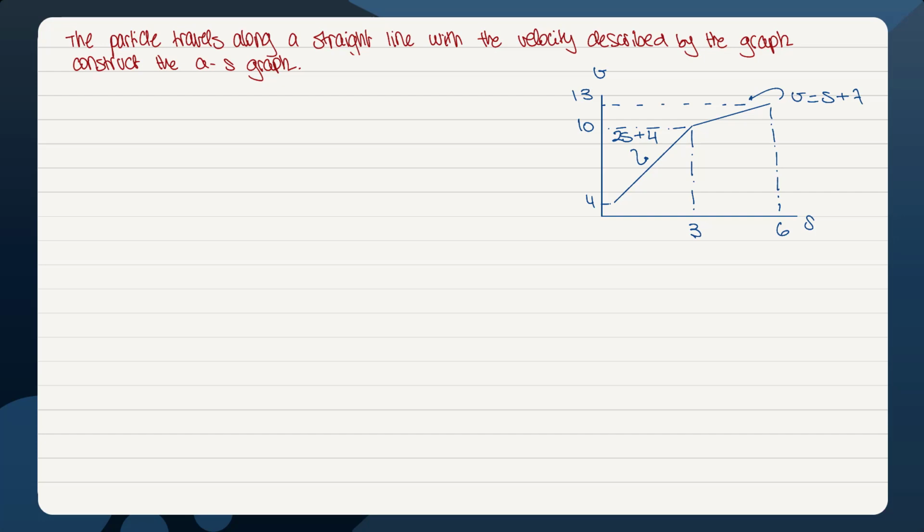In this problem, we're discussing the graphical analysis of the kinematic equations. We have a particle that travels along a straight line, which means rectilinear, which means one-dimensional space. With the velocity described by the graph shown here on the right, we're asked to construct the A-S graph based on this graph.